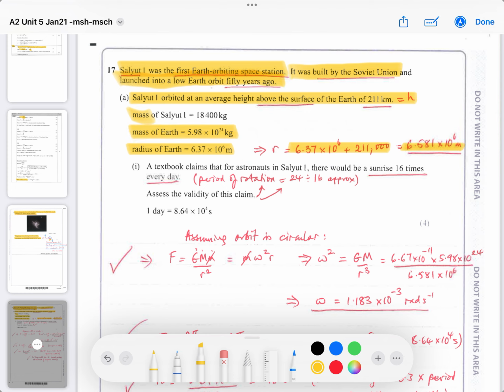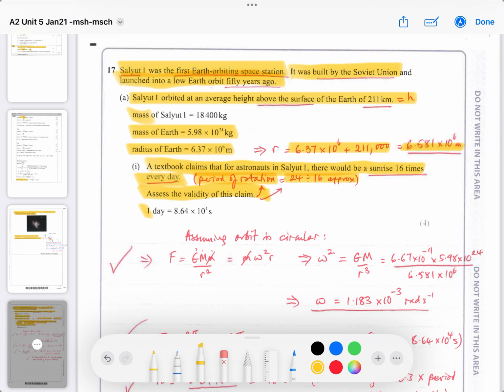Okay, and the textbook claims that the astronauts in there would see a sunrise 16 times a day. Well, that depends on the period of their rotation, yeah? So their period of rotation should be 24 hours divided by 16, so 16 times faster than 24 hours. So we've got to assess the validity of this claim. In other words, we've got to show that the period of rotation for this satellite is going to be a 16th of 24 hours.